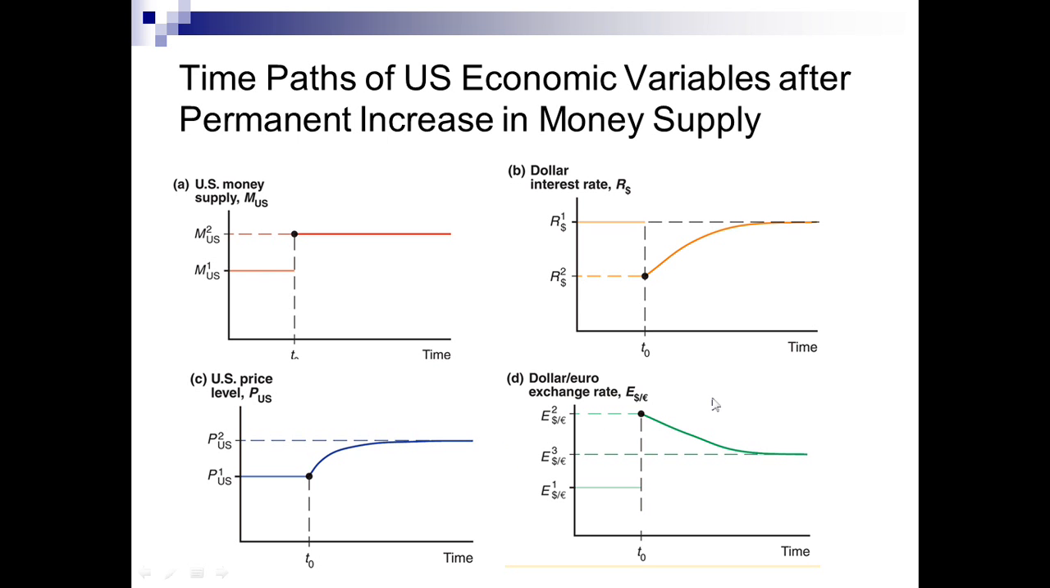Finally, with the exchange rate, we start with an exchange rate at E1, and immediately when we have the permanent increase in the money supply, it's going to jump all the way up to E2. I lost my pointer here. There we go. It's going to jump up to E2, but as the prices adjust in the economy, it's going to come back down until we hit E3. And the overall change in the exchange rate is proportional to the change in the money supply and the price level.